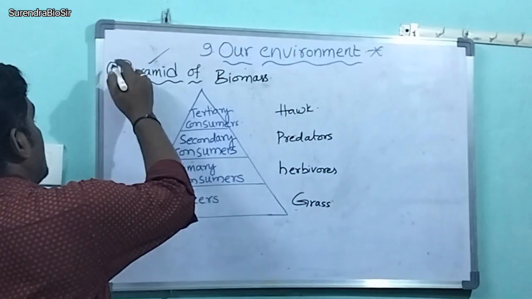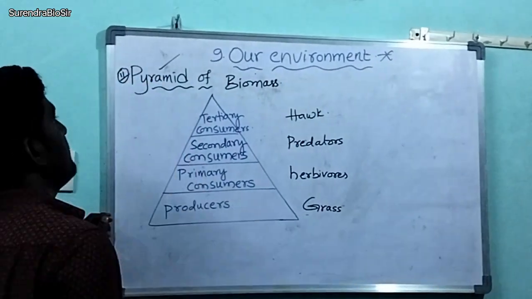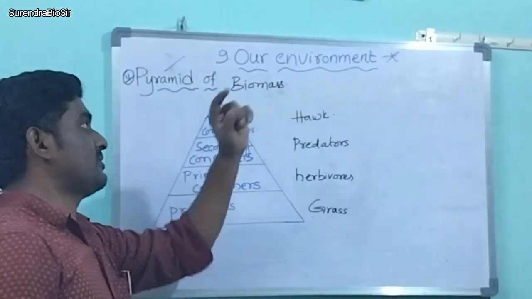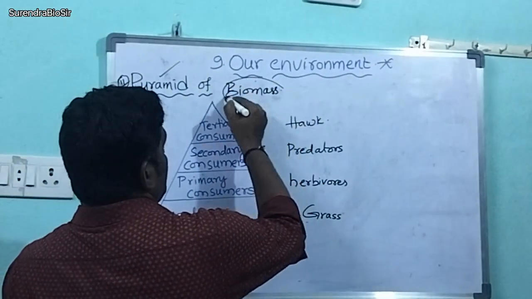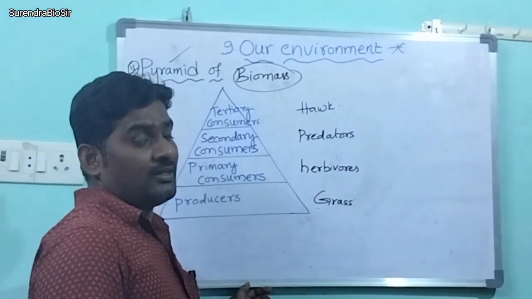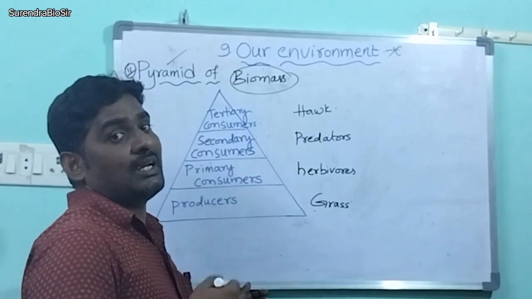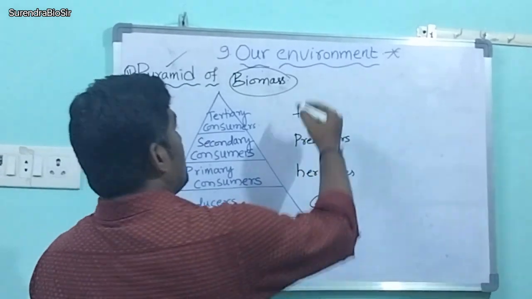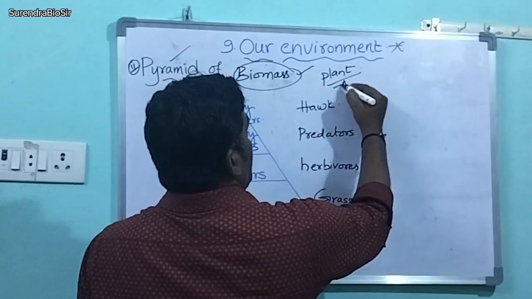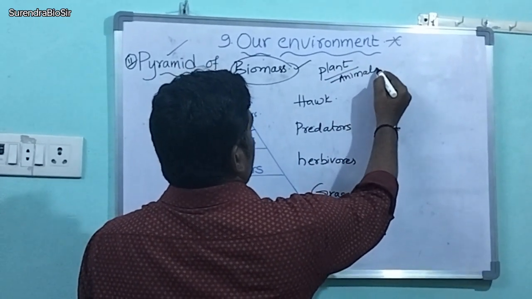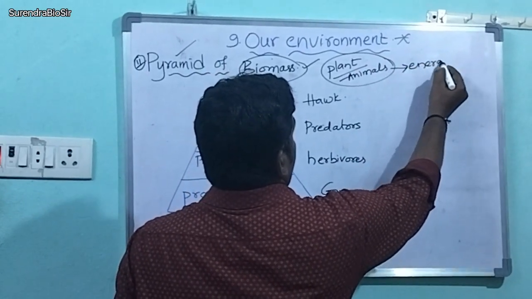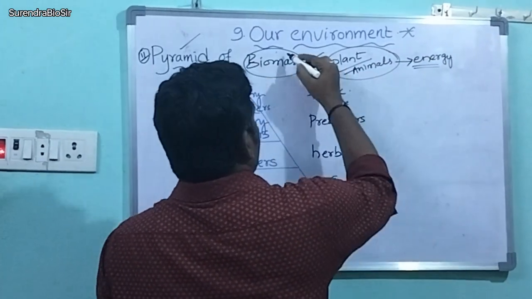So the second type, what is the second type? Pyramid of biomass. If you observe the pyramid of biomass, first of all we have to know what is meant by biomass. Either plant product or animal product which can be used to release energy, that is called biomass.